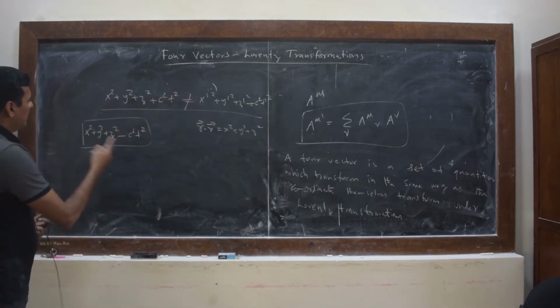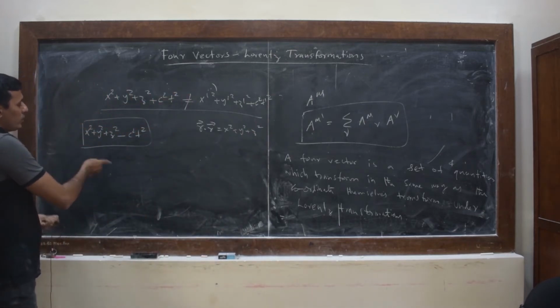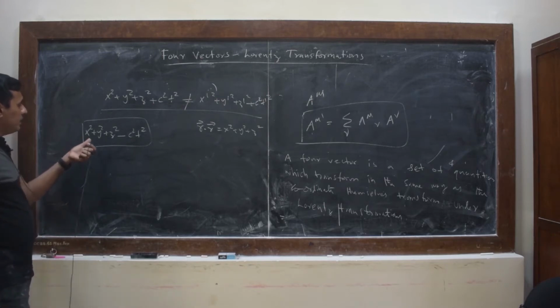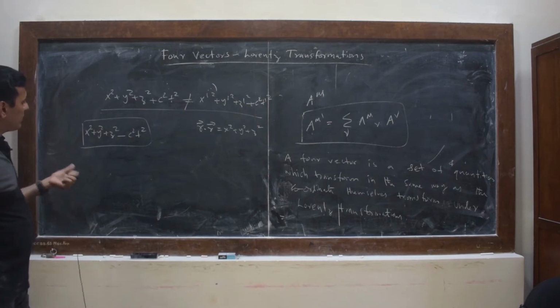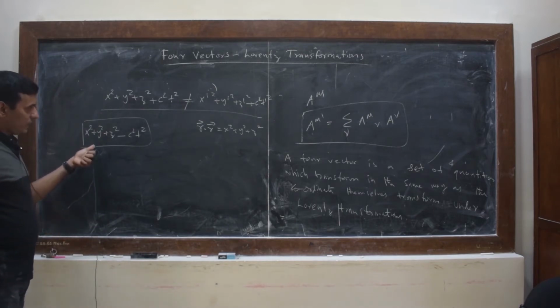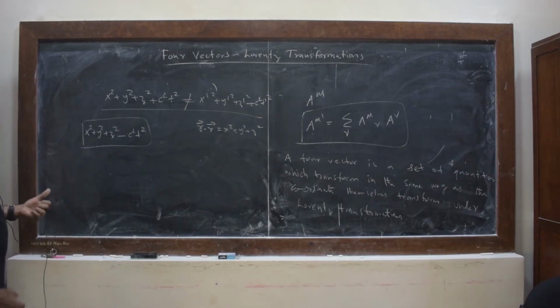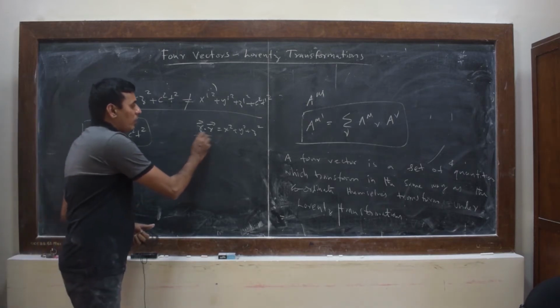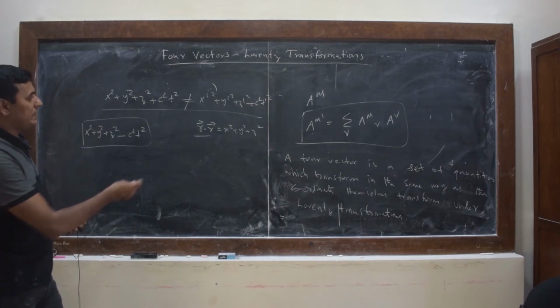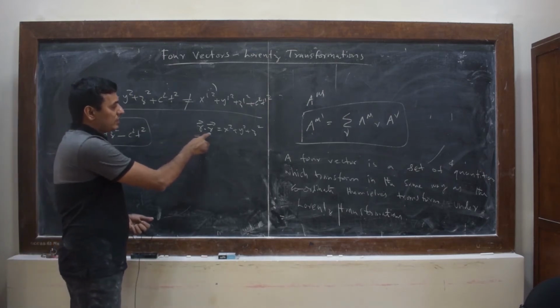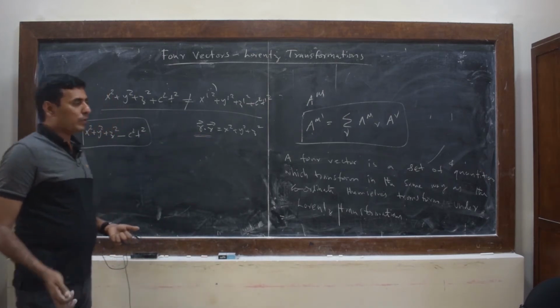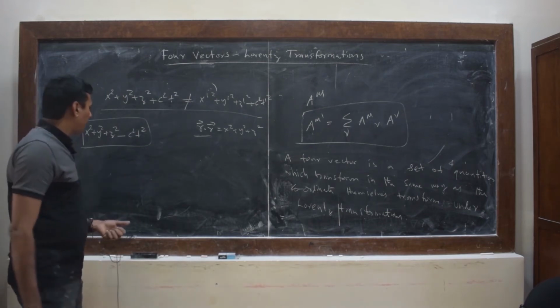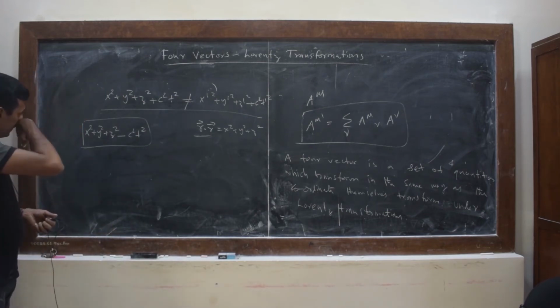Okay. But in the context of Lorentz transformation, the quantity which is invariant is not x square plus y square plus z square, but x square plus y square plus z square minus c square t square. And this is the invariant quantity. So I need to write an object like this. This is the dot product, right? So I need to introduce what is called the dot product.